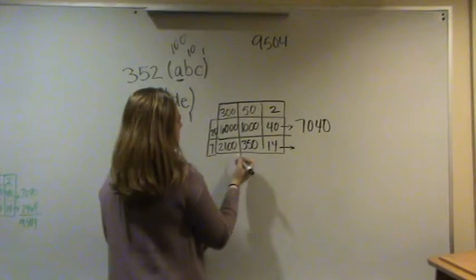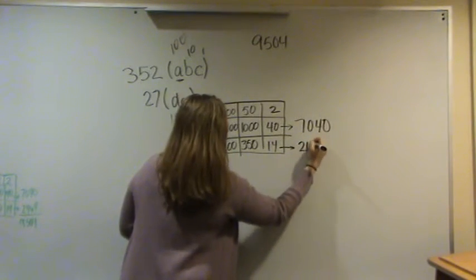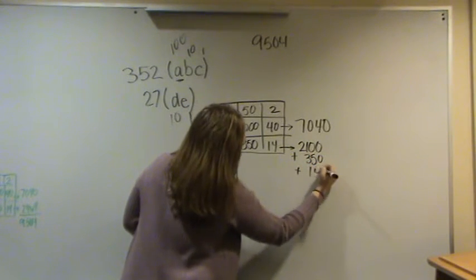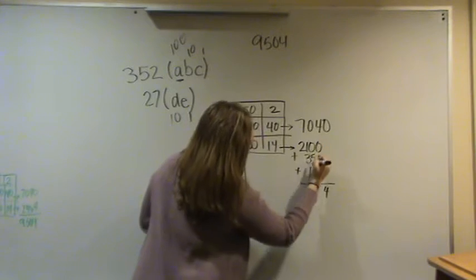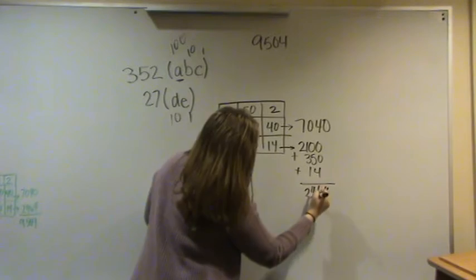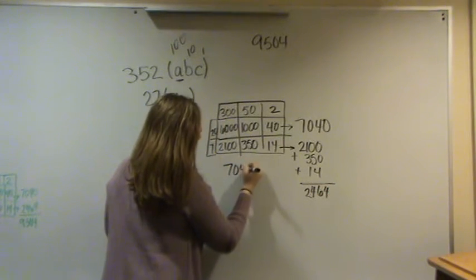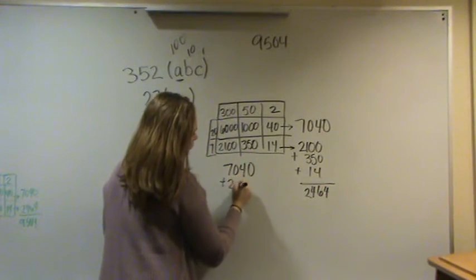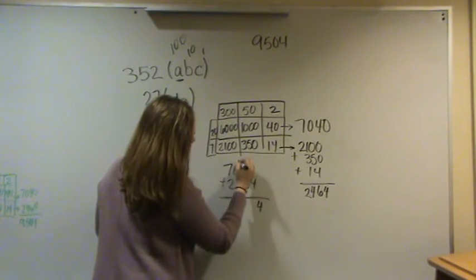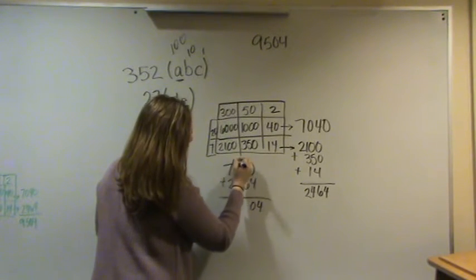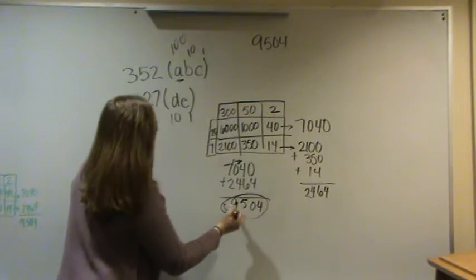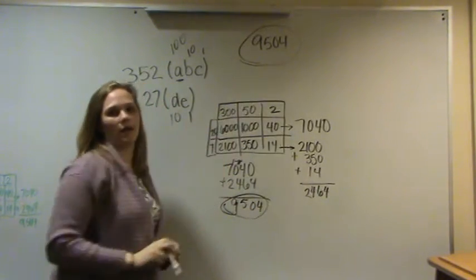This one is going to be 2,100 plus 350 plus 14. So I've got 4 here, I've got 6 here, I have 4 here and 2 here. So we've got 7040 plus 2464 to get a total of 9504. And our 9504 matches what we did earlier.